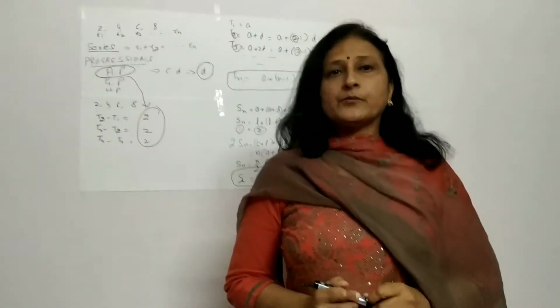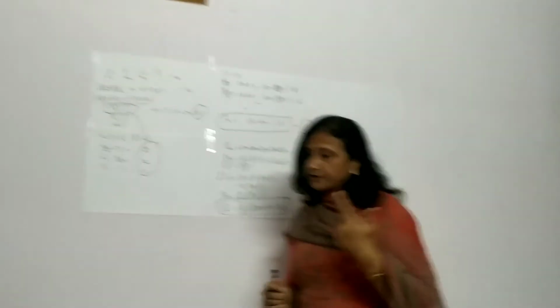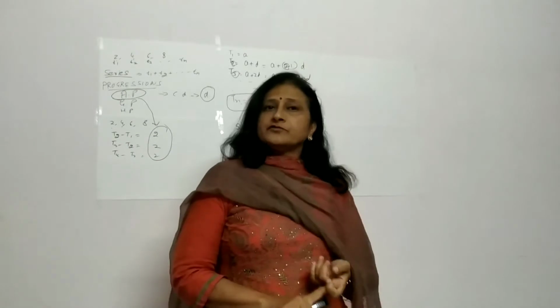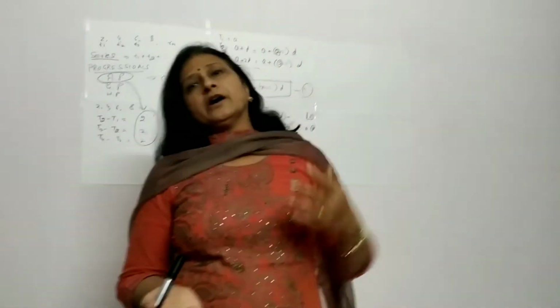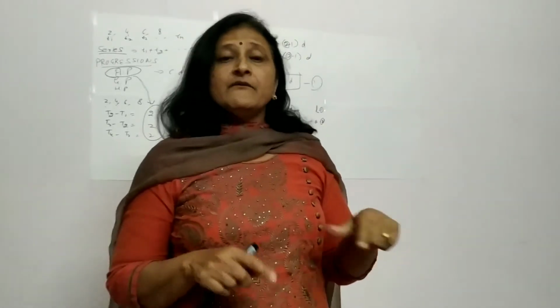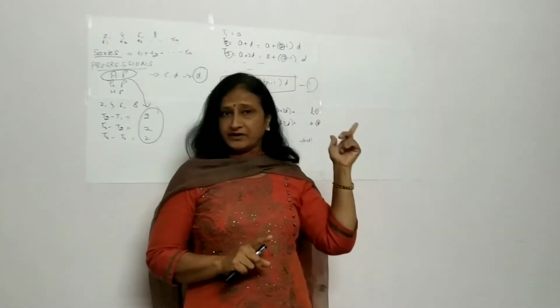So next I shall be discussing the properties of an arithmetic progression. Now first property: if we add or subtract a constant number to each term of the given AP, the resulting sequence will again be in AP with the same common difference as that of the given AP.